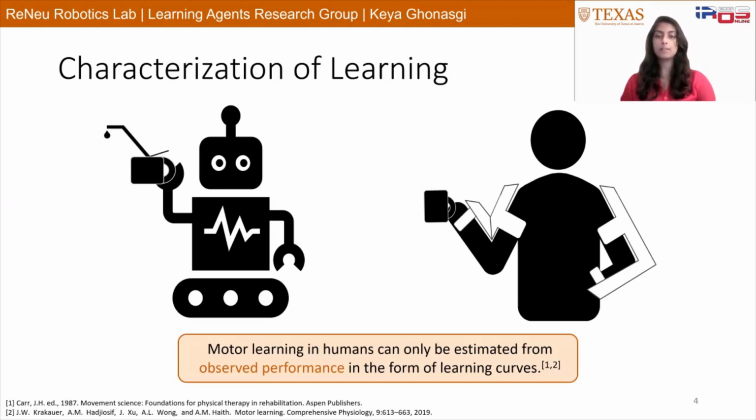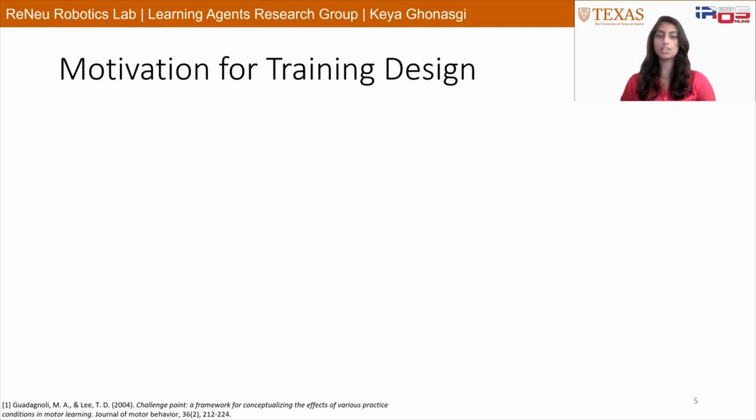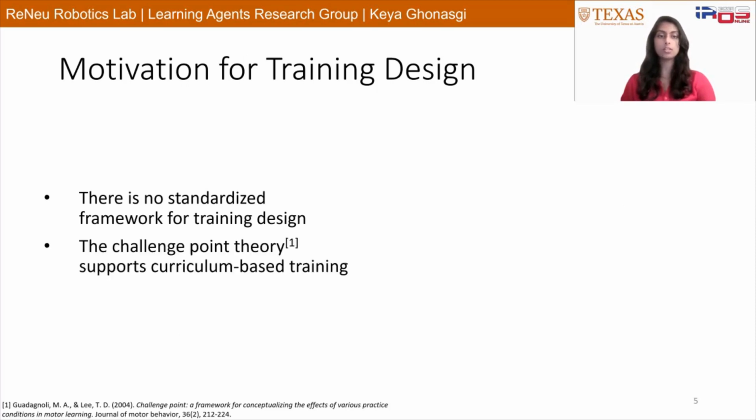Knowing a person's skill level is only the first step to designing a training protocol. There is no standardized approach for designing training for novel skill acquisition, as it is difficult to know what kind of practice will result in optimal learning. Several theories in motor learning and education, such as the challenge point theory, support the use of curriculum-based training for skill acquisition. The challenge point theory introduces the concept of potential learning benefit, a measure of how much valuable information is learned when a person performs a task.